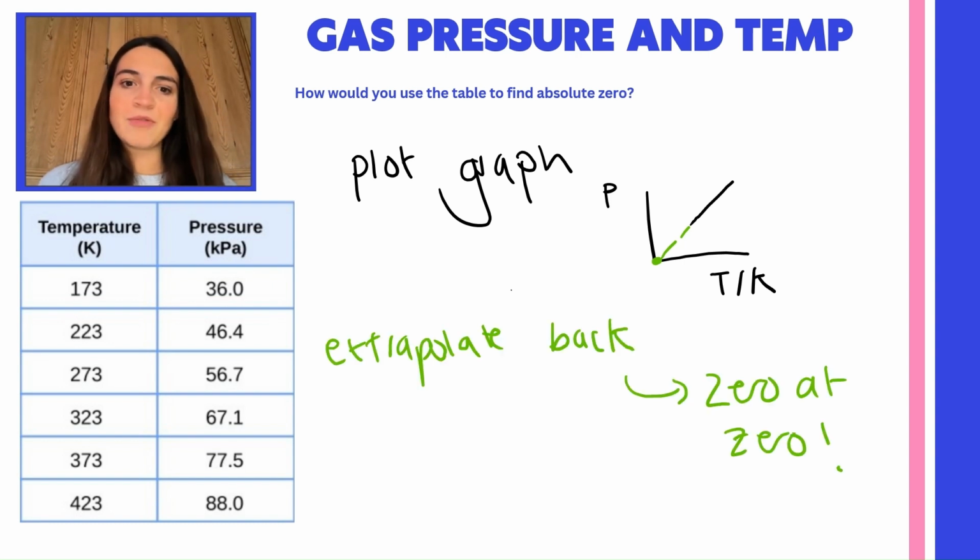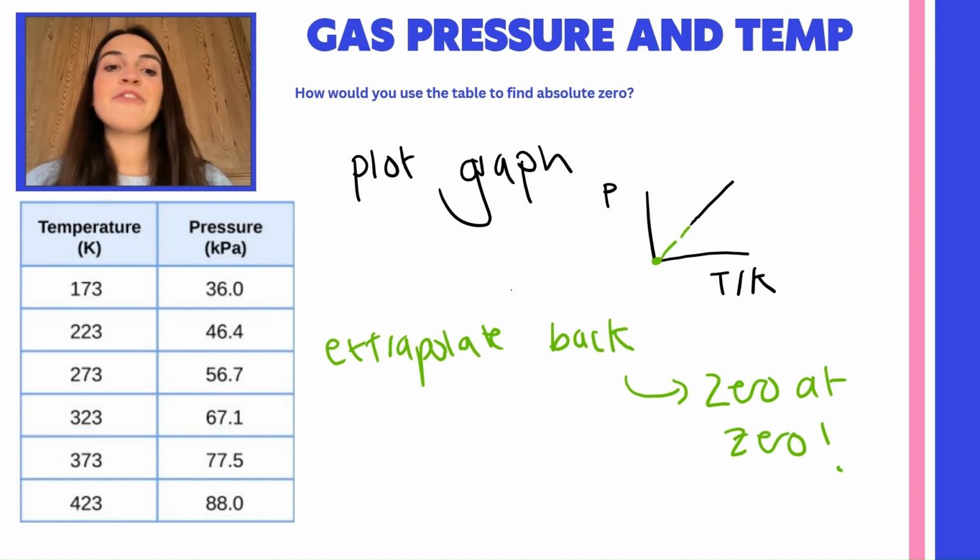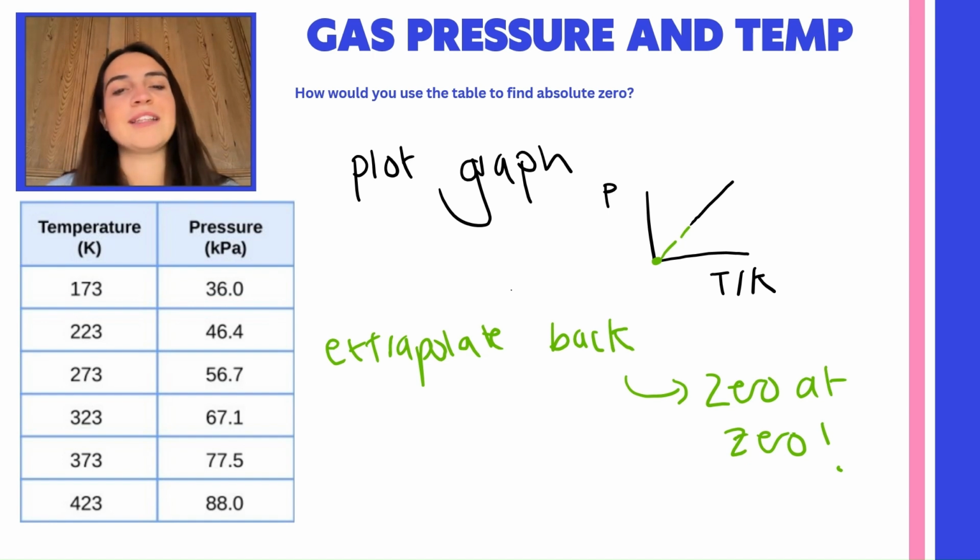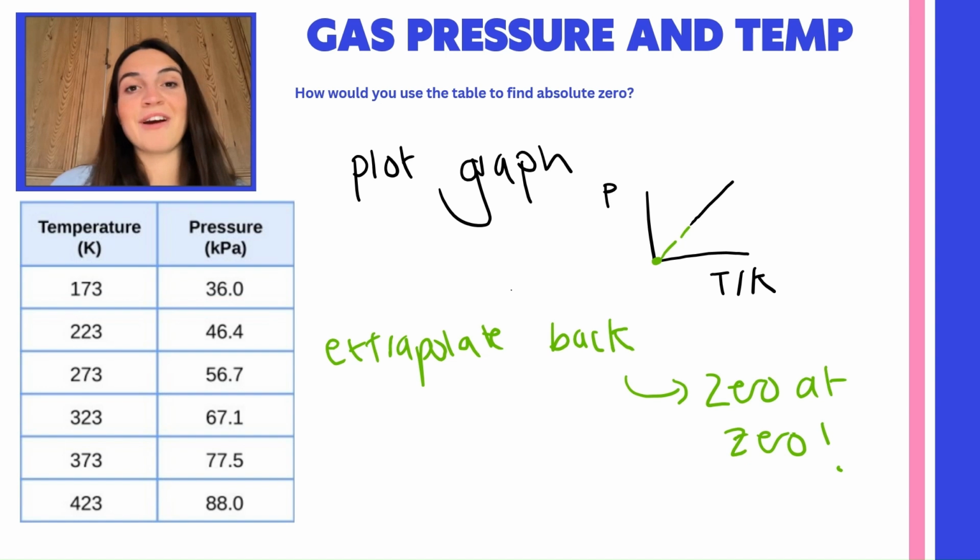Then what I've done with my green line is I'd have to extrapolate that line back, following the same trend until I reached 0 pressure. And if I do that, I should find that that happens at my origin, where my temperature is 0 degrees Kelvin.